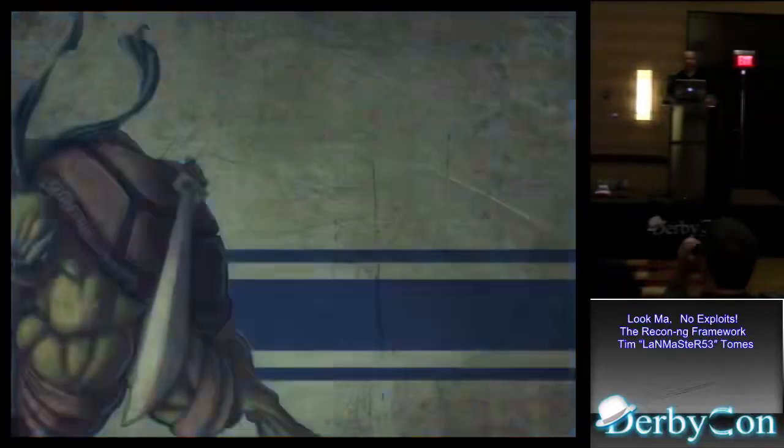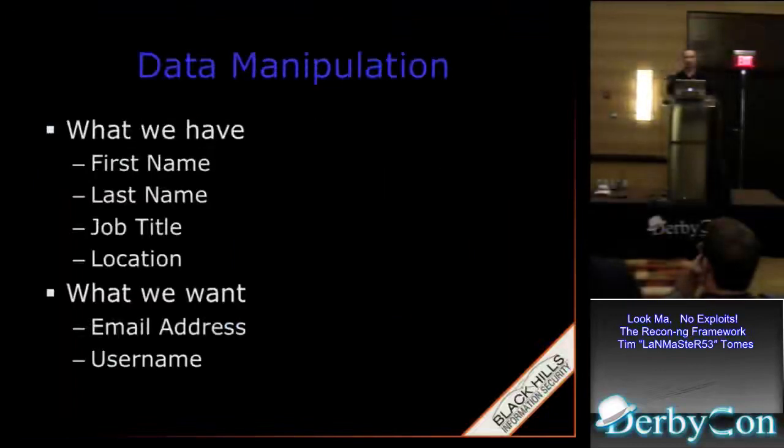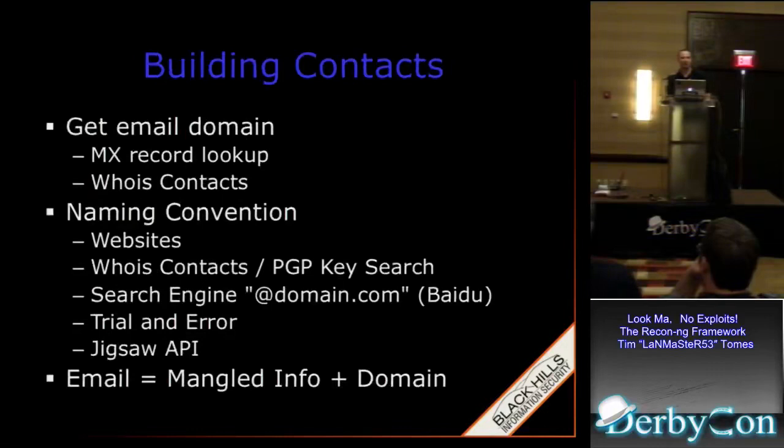We want to expand this, right? We've got first name, last names, job titles, and where they're at in the country, but we need email addresses. We want usernames, right? We're doing social engineering, username harvesting, credential guessing here. So we've got to build that contact. Well, how are we going to do that? First, we've got to get the email domain. We can do that a couple different ways.